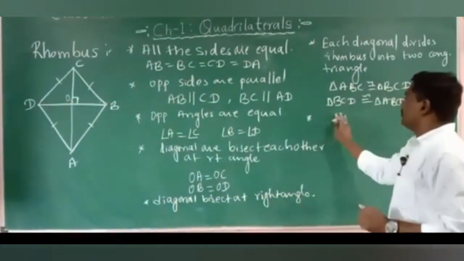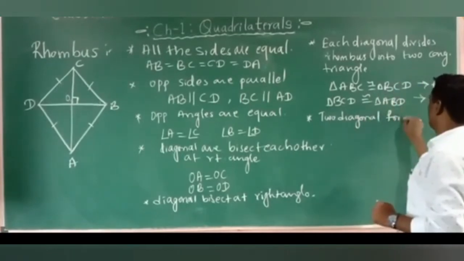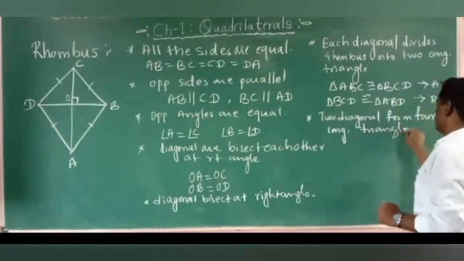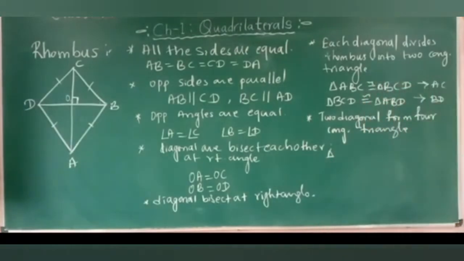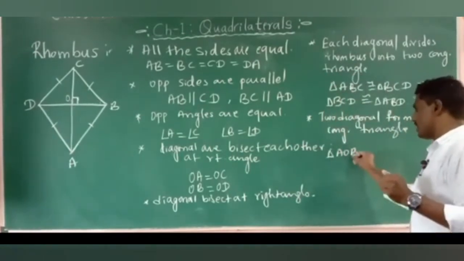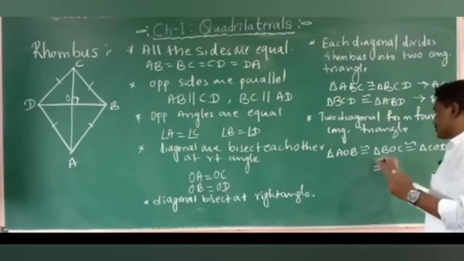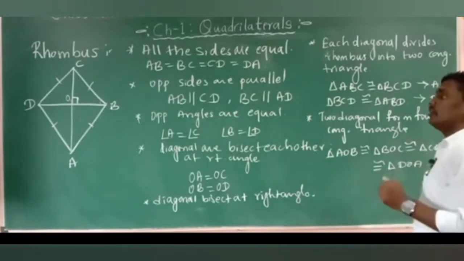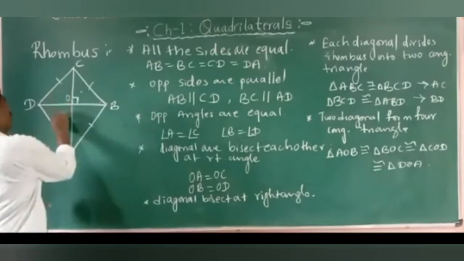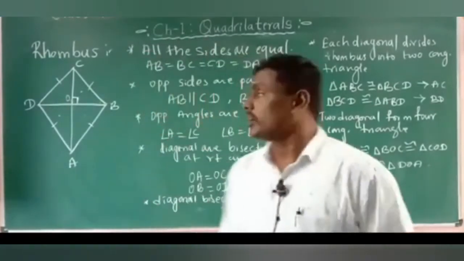So two diagonals form four congruent triangles. When two diagonals intersect, it forms four triangles, and all four triangles are congruent to each other. It means triangle AOB is congruent to triangle BOC is congruent to triangle COD is congruent to triangle DOA. All four triangles formed by the intersection of two diagonals are congruent to each other. So these are some basic properties of the rhombus.